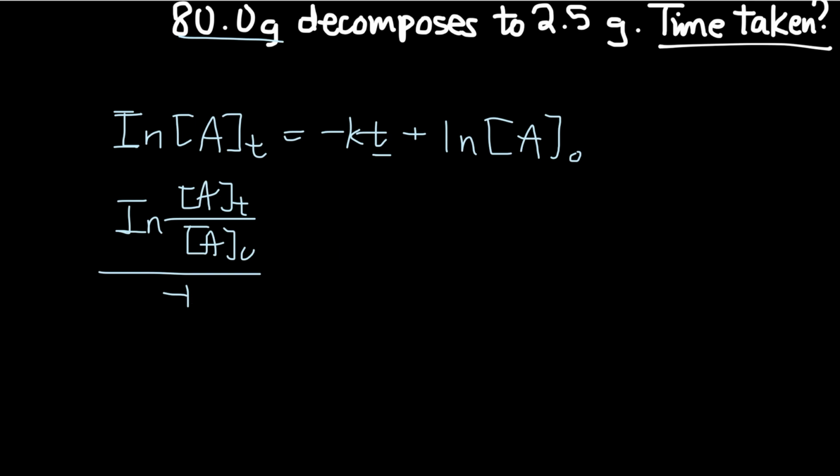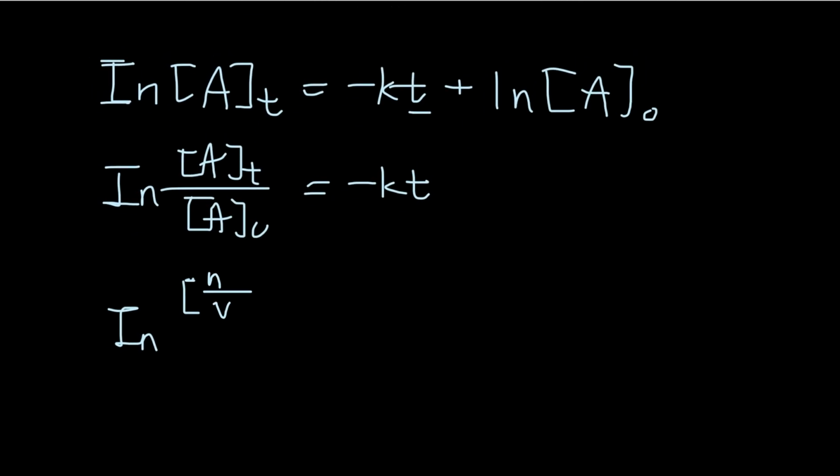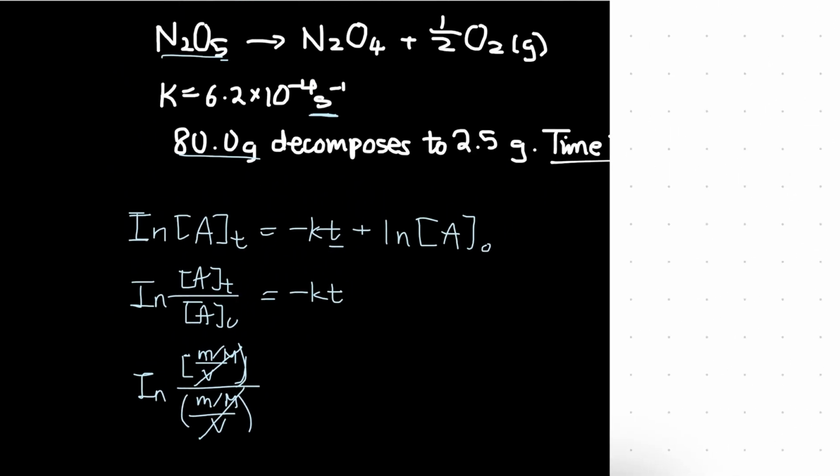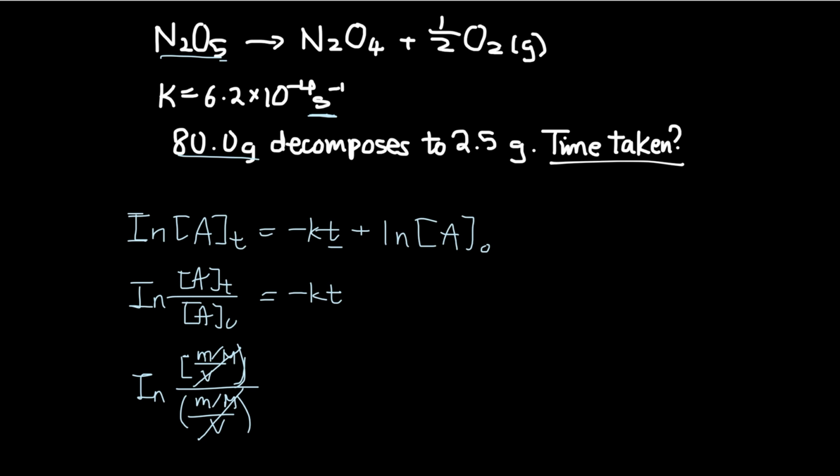Actually, I'll just keep k here on this side for now. So how you go about this is, we know that concentration is equal to n divided by V, moles divided by volume. And since n is equal to mass divided by molar mass, the molar mass and volume on the top and on the bottom will cancel out, because in this scenario the molar mass and the volume are constant.